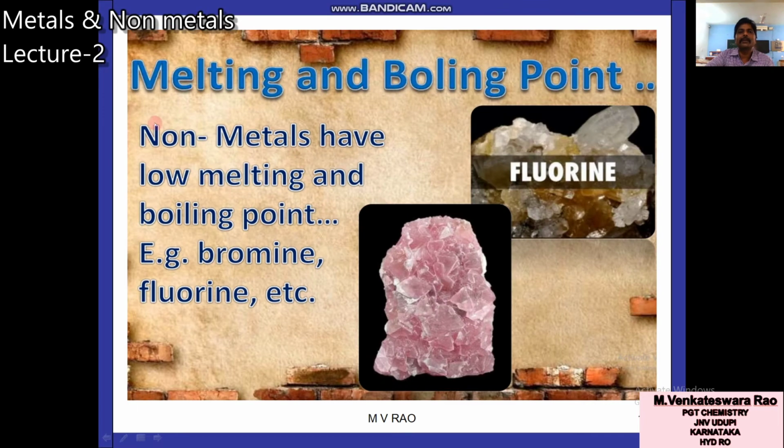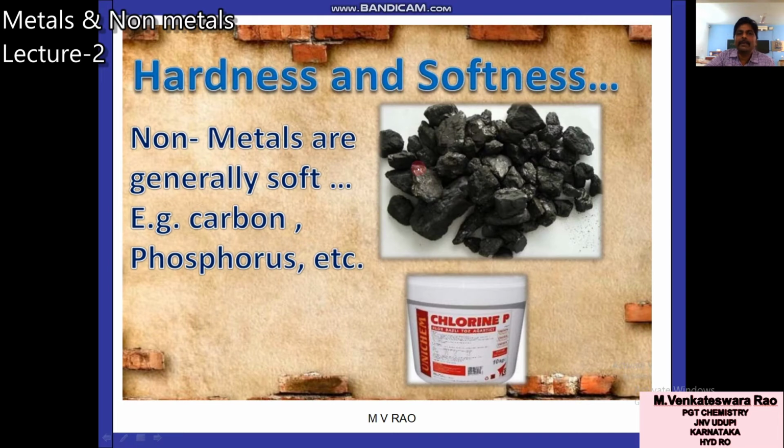Next physical property, melting and boiling points. Non-metals have low melting and boiling points. Example: bromine is a liquid, fluorine is a gas. Generally, non-metals are liquids or gases. Some are solids also, but gases and liquids are also there. Bromine is a liquid.